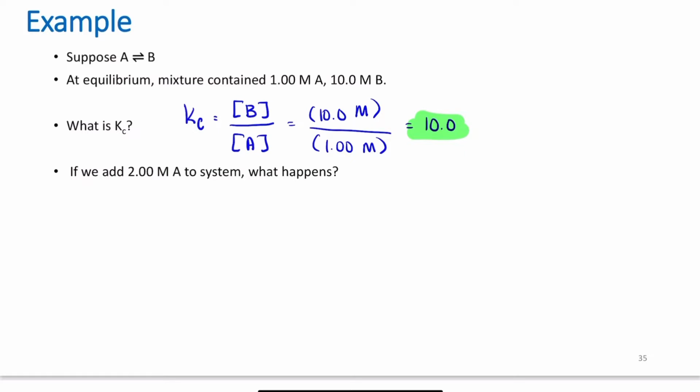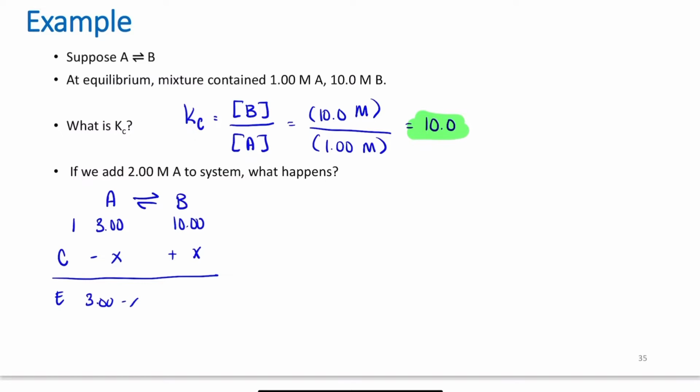If I add 2 molar A to the system, what happens? Well, I've got A in equilibrium with B. Now I have 3 molar A and 10 molar B. It's going to react some of that A to form some B. At equilibrium, I will have 3 minus x, 10.00 plus x. We will calculate our reaction coefficient here.